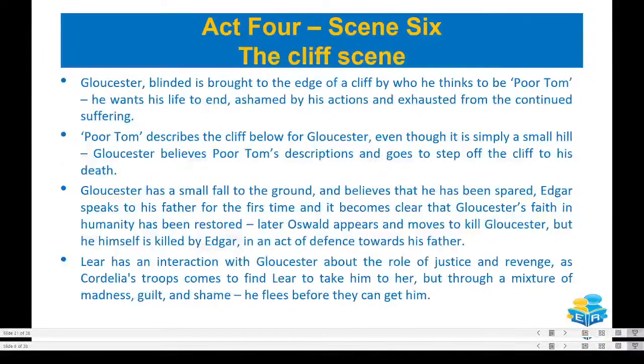So you're starting to see, like I said, those cracks shown. You're starting to see the forces of good take over the forces of evil. Okay? The forces of good taking over the forces of evil. Lear has an interaction with Gloucester about the role of justice and revenge as Cordelia's troops come to find Lear to take him to her, but through a mixture of madness, guilt and shame, he flees before they can get him.